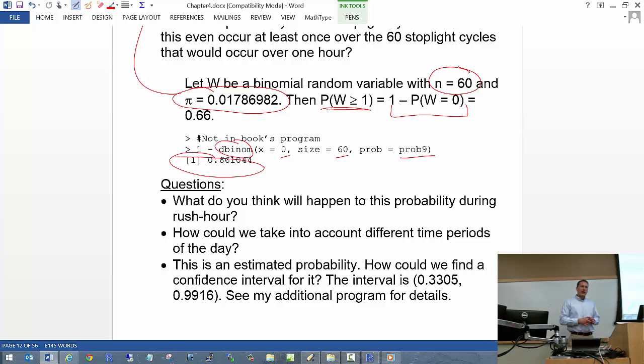Okay, so I collected this data about 3 or 4 o'clock in the afternoon. What do you think is going to happen to this probability during rush hour? Yeah, it'd probably go up. Okay. So I think all of you agree with me that mu is maybe a function of the time of the day. So how could we take that into account in a Poisson setting here?